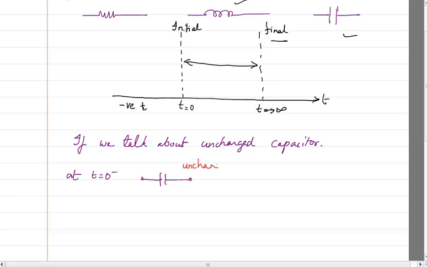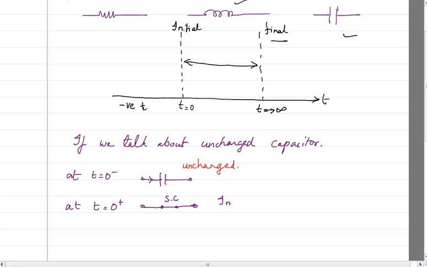Charged means it is having voltage, uncharged means it is not storing any voltage, because the capacitor can store voltage, so it is called charge. So if it is uncharged, then at t equal to 0 plus, that means at the initial condition, if we are trying to flow some current through it, the current will totally flow through the capacitance. It will straight away flow through the capacitance, which will make us think as if there is no capacitance and this is a short circuit.